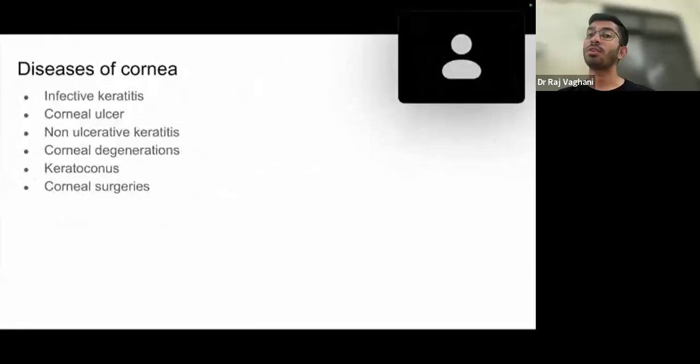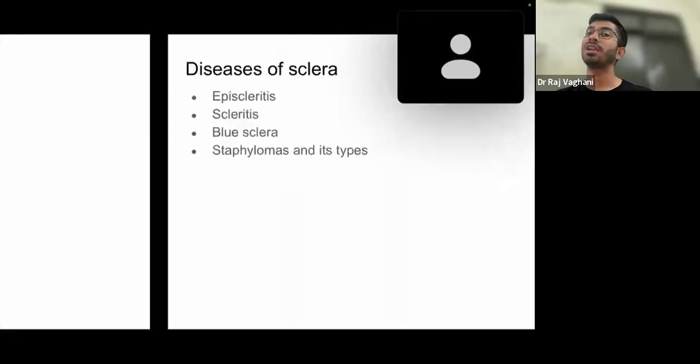The cornea: what is the cornea? Which are the diseases of the cornea, like infective keratitis, corneal ulcer, non-ulcerative keratitis, corneal degenerations, keratoconus, and corneal surgeries. We'll discuss each of these topics in detail under the following headings: what are the causes of these diseases, what are the clinical features, what symptoms you get, and what things you should avoid while you have this disease. So we'll discuss the diseases of the cornea as well.